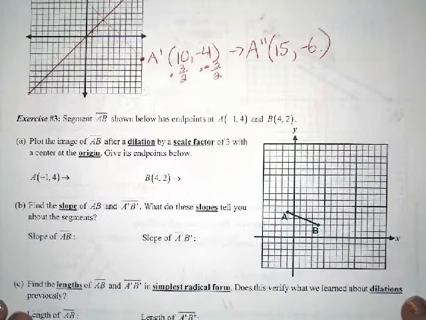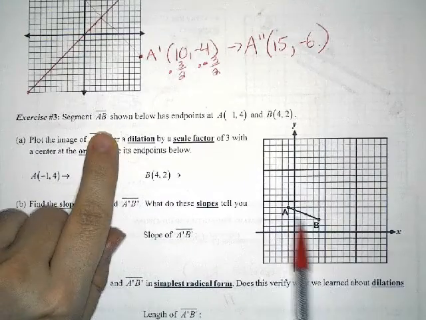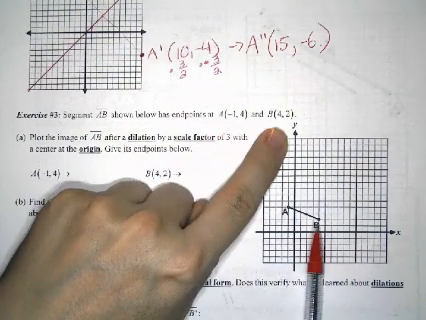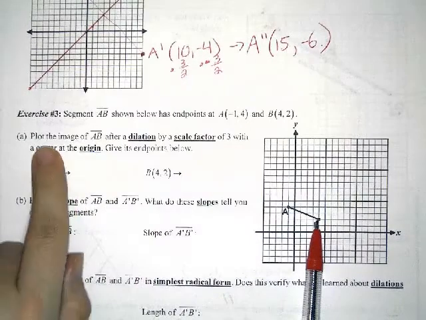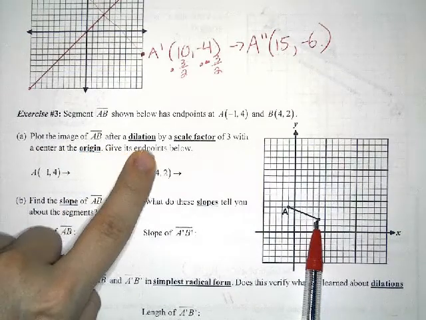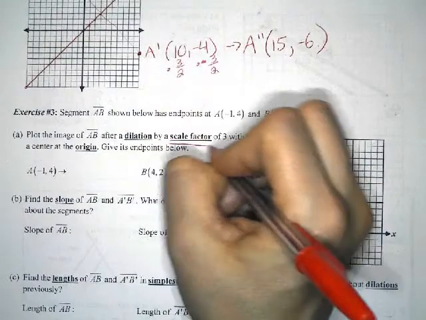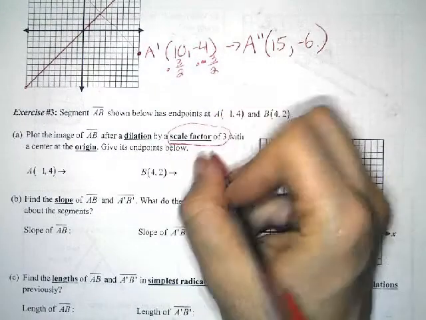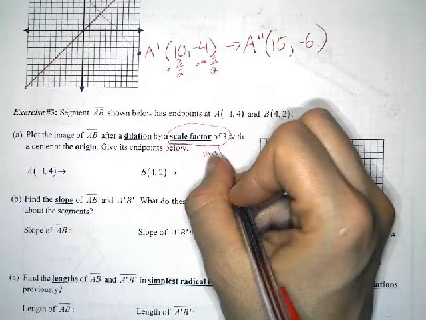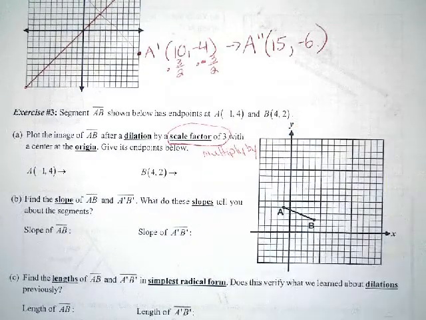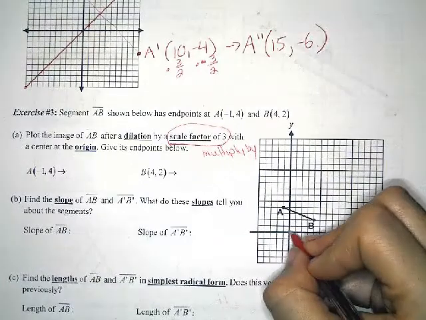Okay, for the bottom one. Segment AB, here it is, has the endpoints of (-1, 4) and (4, 2). Plot the image of AB after a dilation by a scale factor of 3. Now remember, the scale factor of 3 is what you're going to multiply by. And the center at the origin.